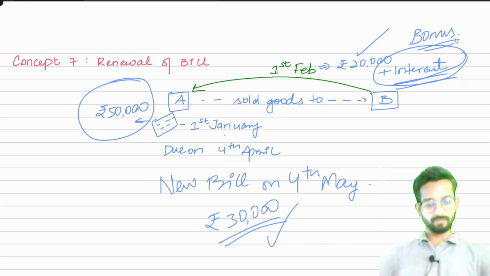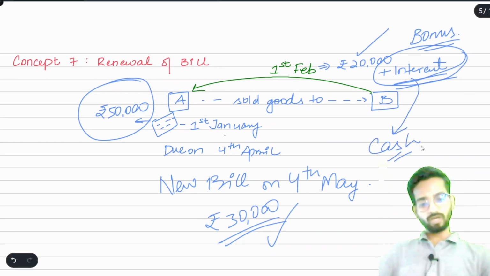Now understand what is happening. This interest he is supposed to calculate and A knows that he will receive that interest from B because B is promising that. What can happen? Either B can pay that interest in cash, or that interest amount B can add in the new bill, in the new bill. For example, suppose here interest is 2,000 rupees. Then B said, I will pay you 20,000 plus 2,000.